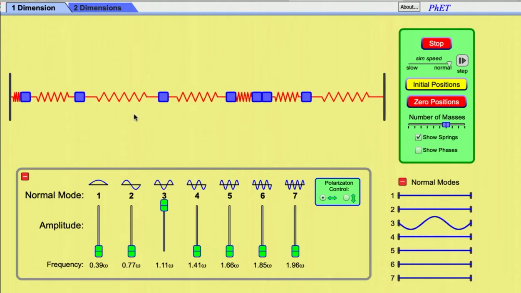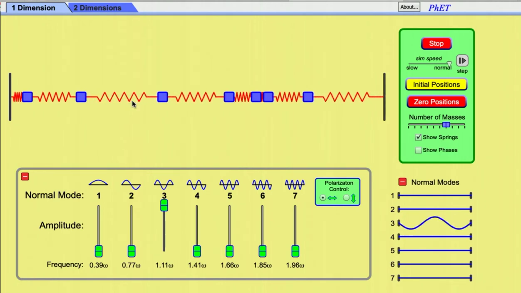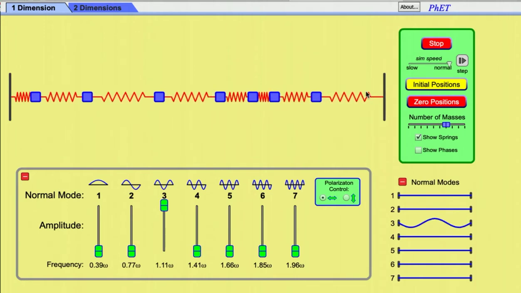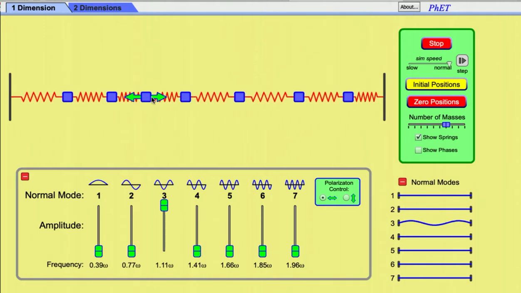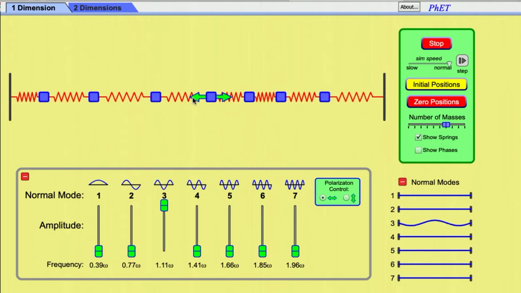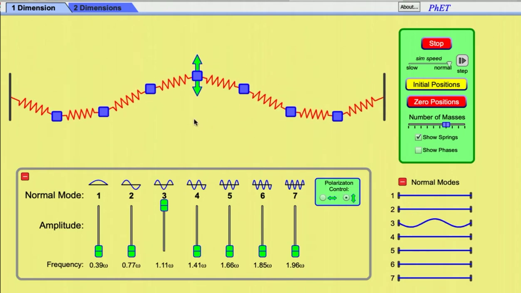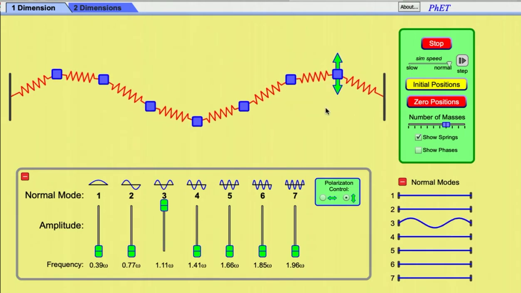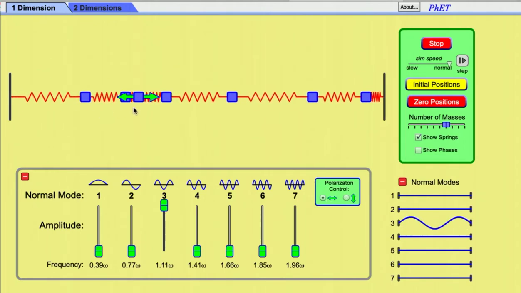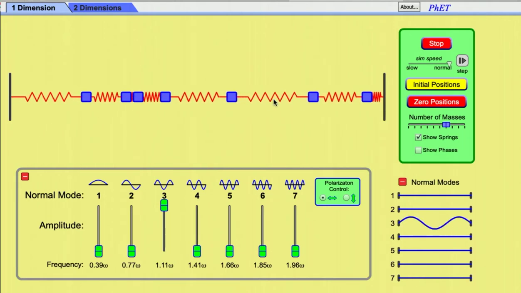You notice here that these air molecules are vibrating back and forth, side to side, and the wave is traveling side to side as well. So the vibration here is along the length of this string. These are called longitudinal waves. Transverse waves vibrate perpendicular to the direction of motion, and longitudinal waves vibrate along the direction of motion.